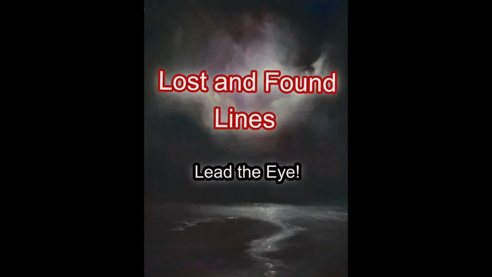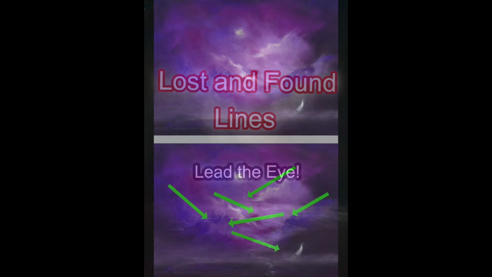So far we've had a look at lost and found lines to add interest, and we've had a look at lost and found lines to introduce ambiguity. The next thing I thought I would look at is the use of the lost and found lines to lead the eye around the picture, to introduce leading lines. The first piece I'm going to show you is a piece called Wanderer.